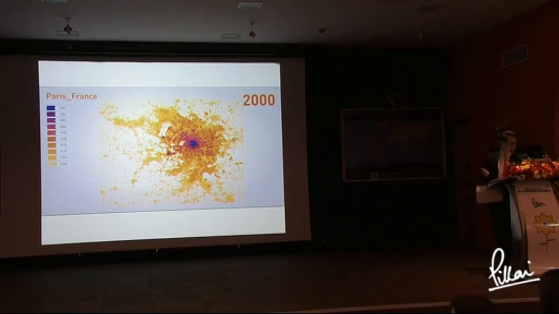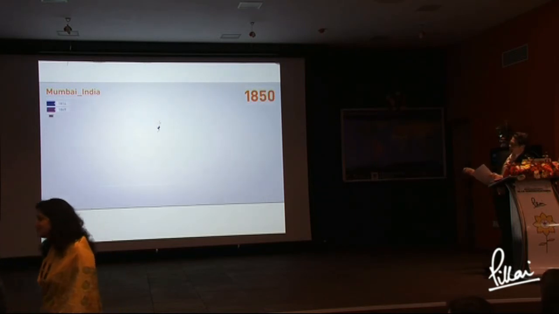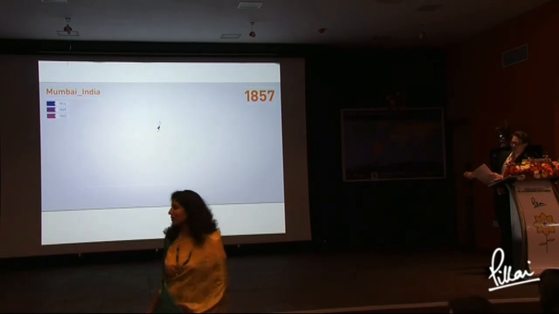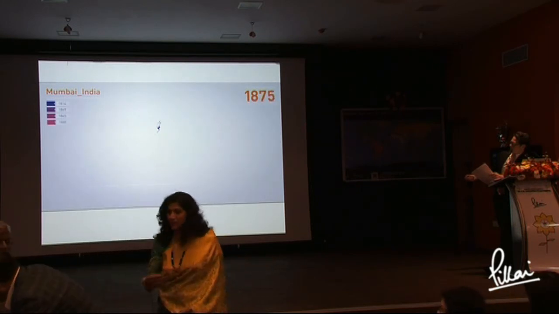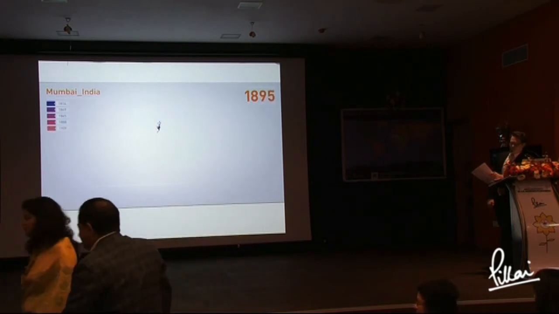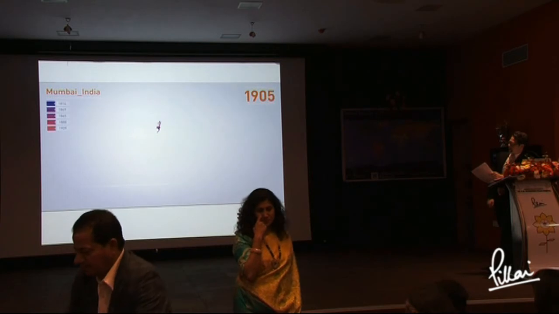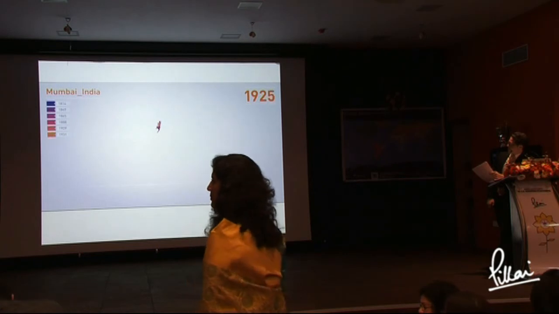So now let's take a look at Mumbai. This is Mumbai in 1814. We're going to Mumbai in 1849. You can see, still concentrated. 1865, 1888, okay, 1909 we start to see a little growth, 1931.